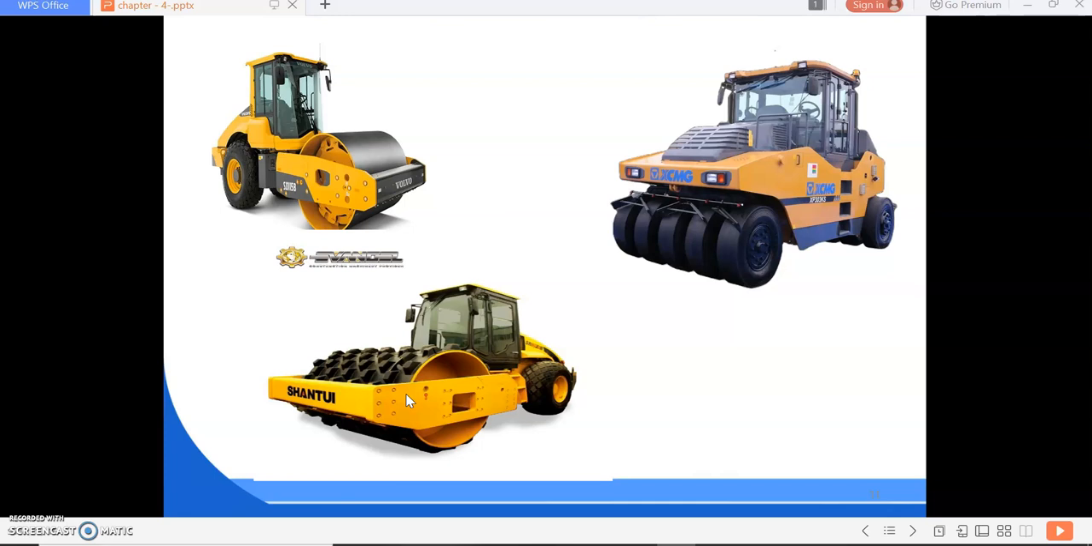So these are the three various types of roller. First one is our smooth wheel roller. Second one is our pneumatic type roller. And the third one is our tamping roller, or we can say sheep foot roller. So if we are using gravel or sand, then we are going to use the smooth wheel roller. Okay. If our soil is fine grained, then we are using pneumatic type roller. And the third one, the tamping roller, where the soil is silty or clay. At that time we are using tamping roller or sheep foot roller.